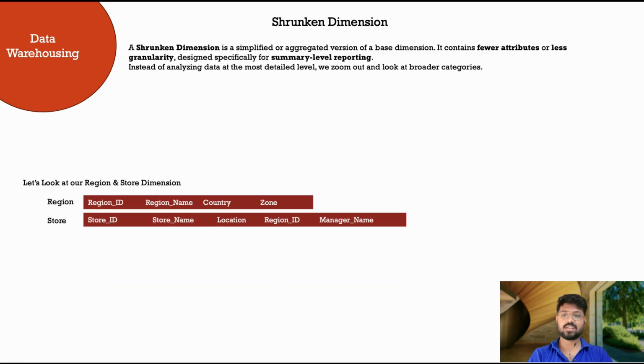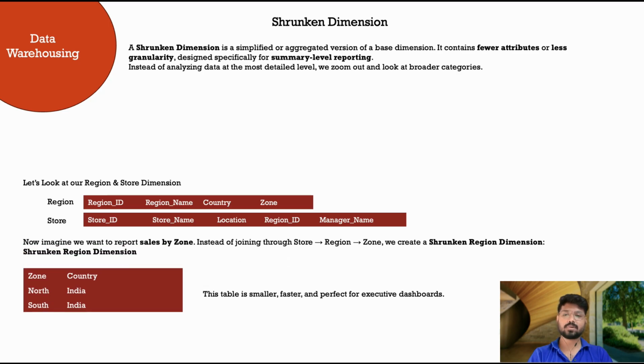So here you can see in our region, we have region ID, region name, country, zone, and in a store, store ID, store name, location, region ID, manager name. But we don't want that much information. Now imagine we want to report sales by zone only. Instead of joining through store, region, zone, we create a shrunken region dimension, that is zone and country. So this table is smaller, faster, and perfect for executive dashboards. So this is all about shrunken dimension.